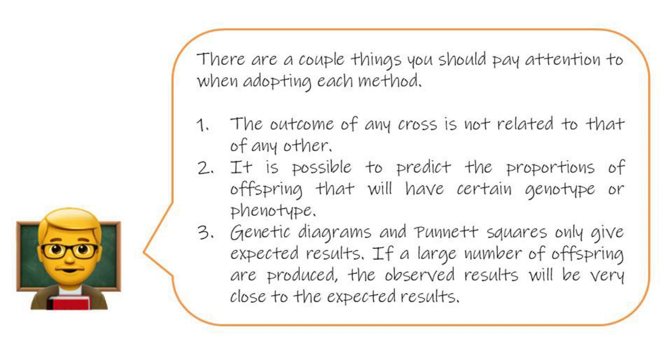If 200 offspring are produced from a large number of heterozygous couples, there will be about 150 with free earlobes and about 50 with attached earlobes. Third of all, genetic diagrams and Punnett squares only give expected results. If a large number of offspring are produced, the observed results will be very close to the expected results.